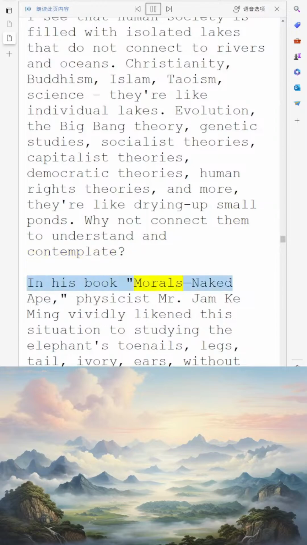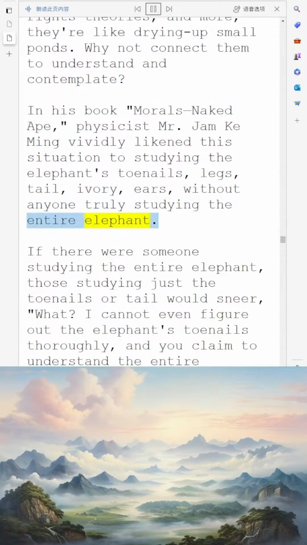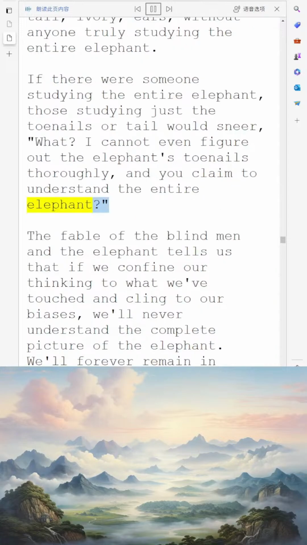In his book, Morals, Naked Ape, physicist Mr. Jam Kaming vividly likened this situation to studying the elephant's toenails, legs, tail, ivory, ears, without anyone truly studying the entire elephant. If there were someone studying the entire elephant, those studying just the toenails or tail would sneer. What? I cannot even figure out the elephant's toenails thoroughly, and you claim to understand the entire elephant? The fable of the blind men and the elephant tells us that if we confine our thinking to what we've touched and cling to our biases, we'll never understand the complete picture of the elephant.